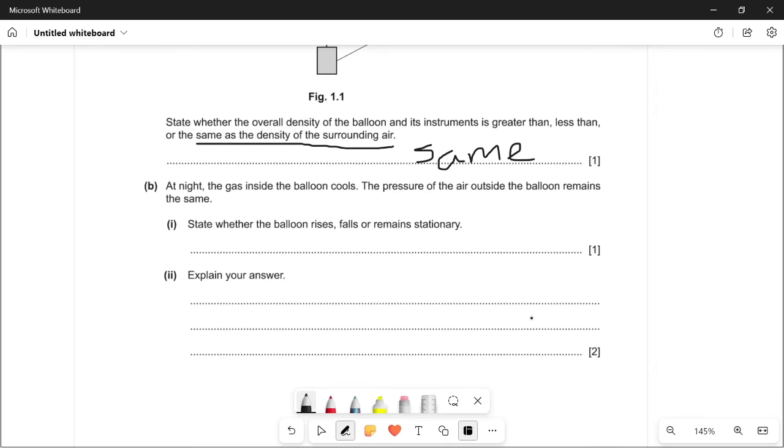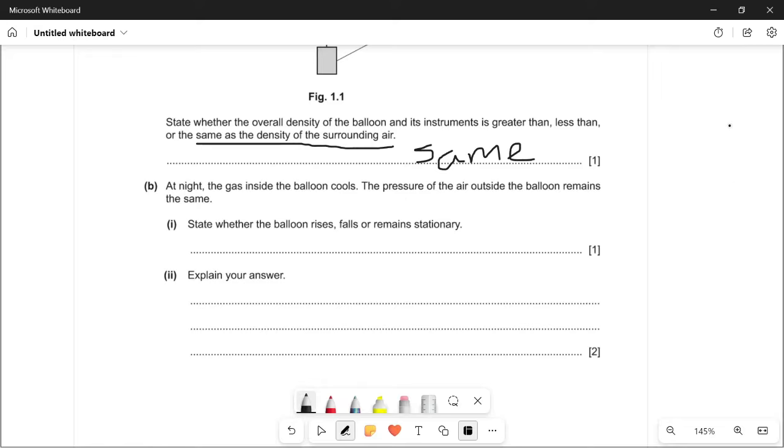So the next question: at night, the gas inside the balloon cools. The pressure of the air outside the balloon remains the same. State whether the balloon rises, falls, or remains stationary. We are told the gas inside the balloon cools at night. If the gas cools, that means the particles move less. So the pressure inside the balloon is going to decrease.